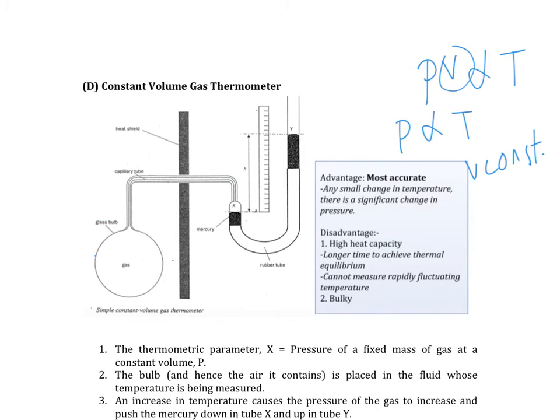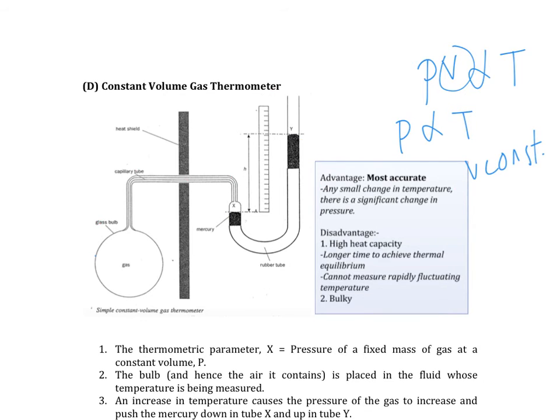You just have to know roughly how it works. So why is this considered the most accurate thermometer? It is because the pressure varies linearly with temperature. It is not an assumption. It is supposed to be true for an ideal gas, which means to say it gives you the best straight line possible.